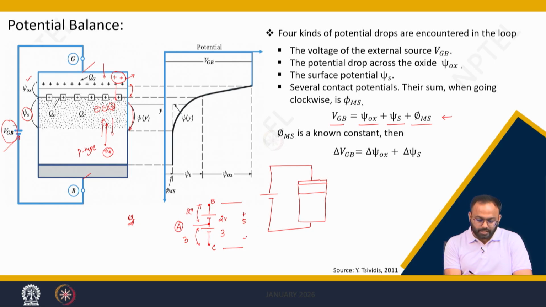That is the same case here in surface potential and oxide potential. So, when you apply a voltage VGB, this voltage is nothing but what? Oxide voltage or oxide potential. So, the drop across the oxide. So, this is psi ox.